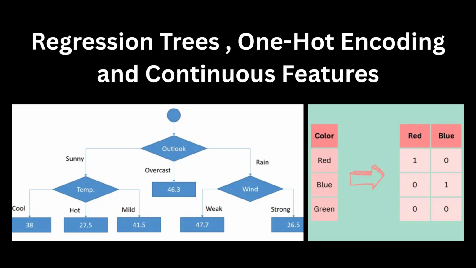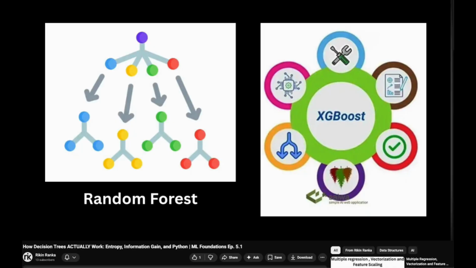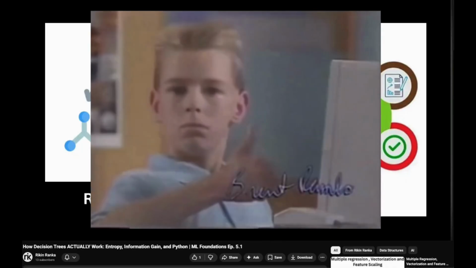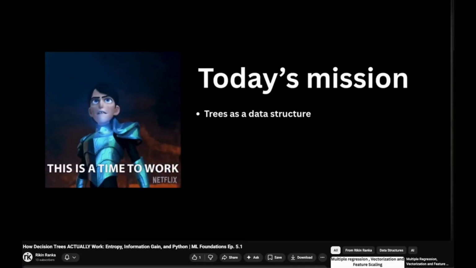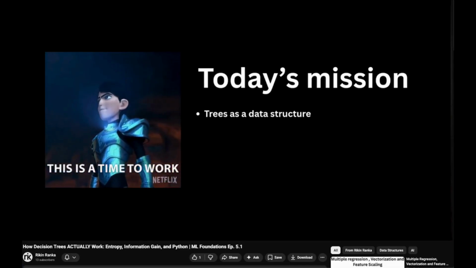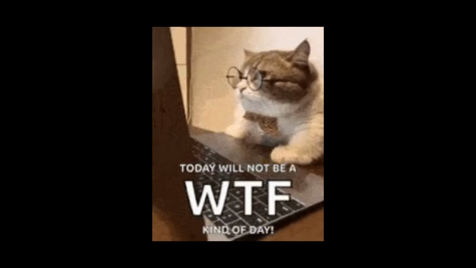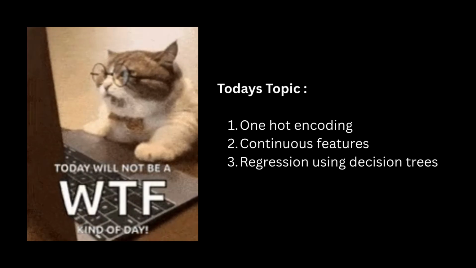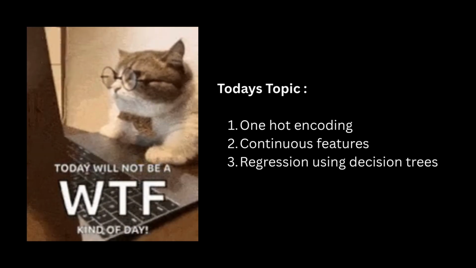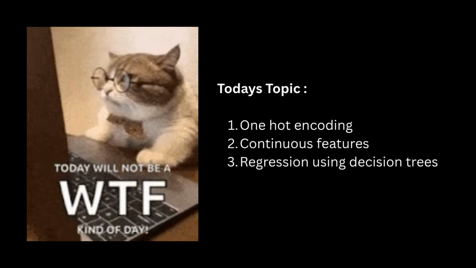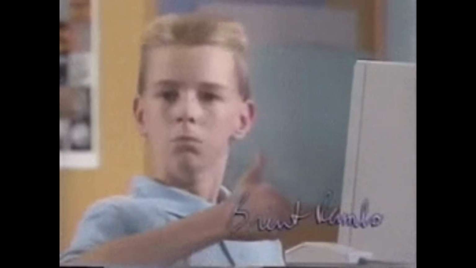Hey everyone, this is part 2 of decision tree videos. In the last video, we learned about trees, entropy, information gain, and actually built the cat classifier. But in today's video, we are going to learn something advanced, like one-hot encoding, continuous features, regression using decision trees, and finally code it ourselves like in every other video. So without wasting any further time, let's start with one-hot encoding.